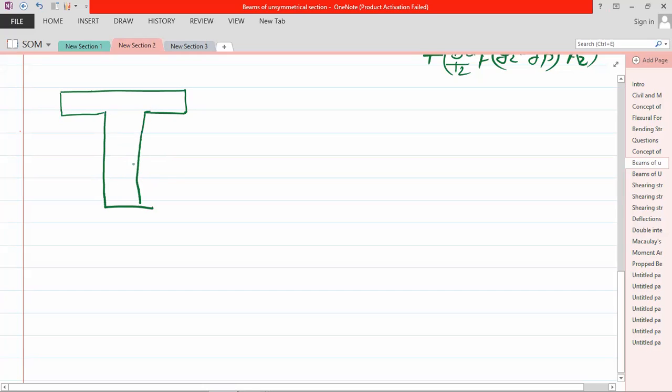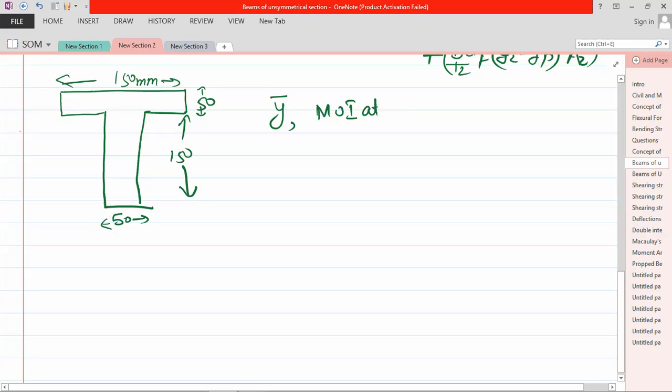Okay, this is the T section. Sorry for the drawing. This is 150 mm, this is 50 mm. This flange is again 150 mm, and this is 50 mm. Now you need to find the y bar. First find y bar, then find the moment of inertia about that y bar.